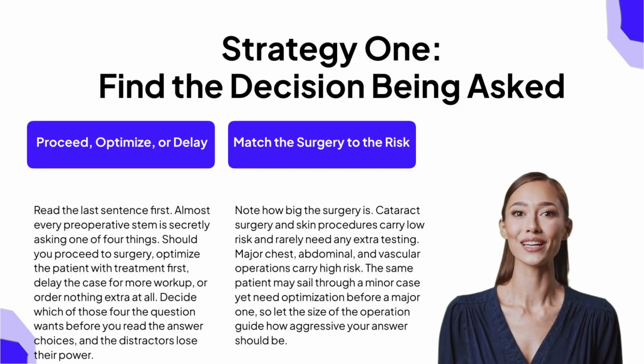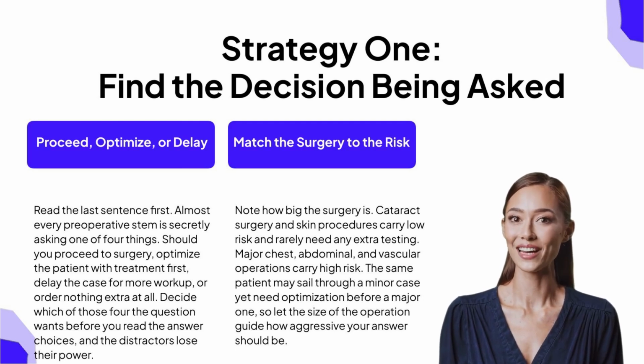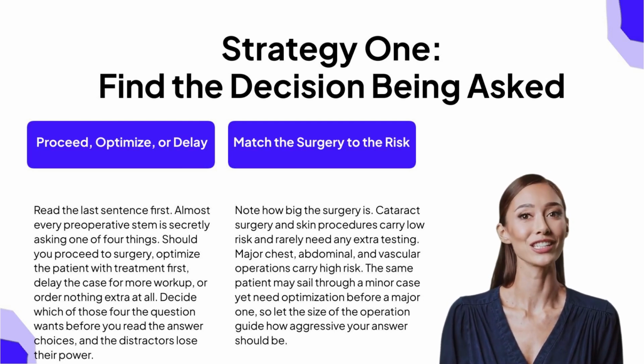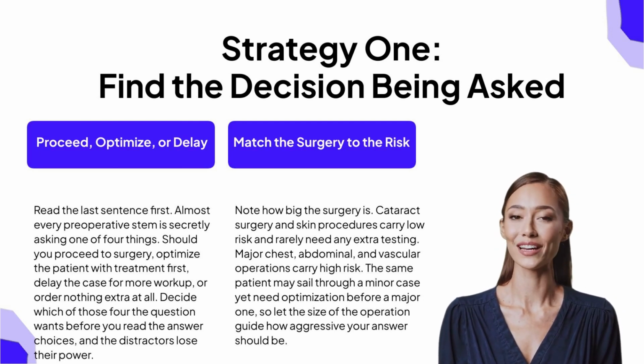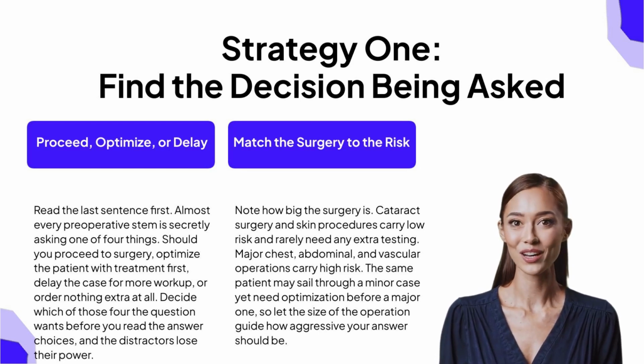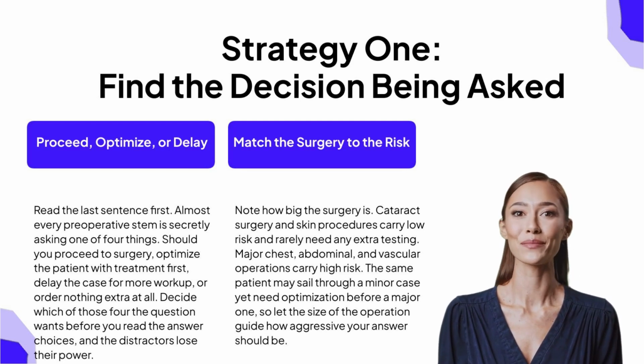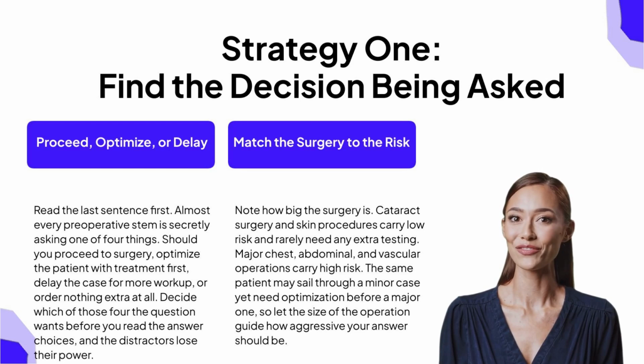Our first strategy is to figure out the decision the question is really asking before you do anything else. Start with the last line of the stem. Almost every preoperative question is secretly asking one of four things. Should you proceed straight to surgery, optimize the patient with treatment first, delay the case for more workup, or simply order nothing extra? Once you know which of those four the question wants, the answer choices sort themselves quickly.